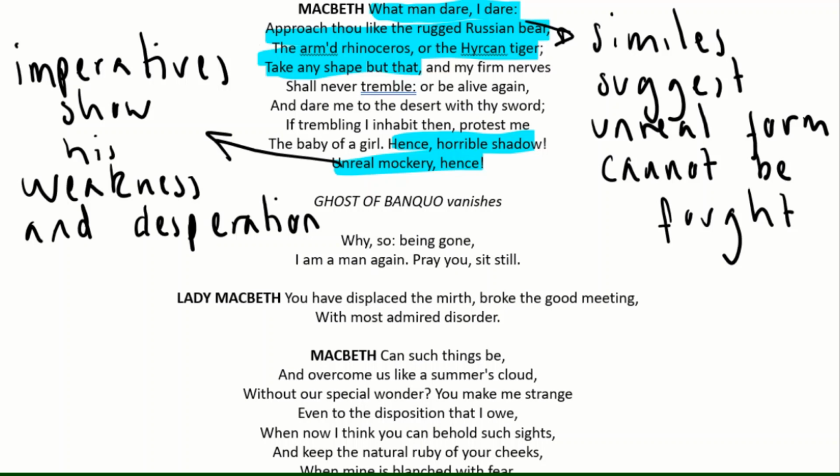Macbeth returns to his guests and says, "Can such things be and overcome us like a summer's cloud, without our special wonder? You make me strange even to the disposition that I owe, when now I think you can behold such sights, and keep the natural ruby of your cheeks when mine is blanched with fear." He asks of the guests, "Can things like this happen so suddenly without making us all astonished?" And he says that you're making me feel like I don't know myself by looking at me in these horrible ways and keeping a straight face while my face has gone white with fear.